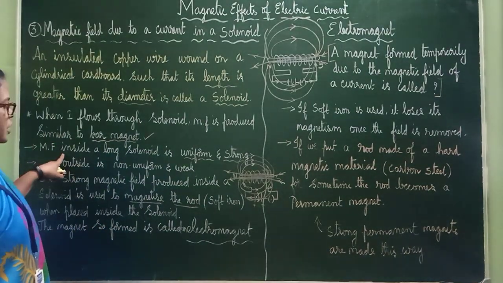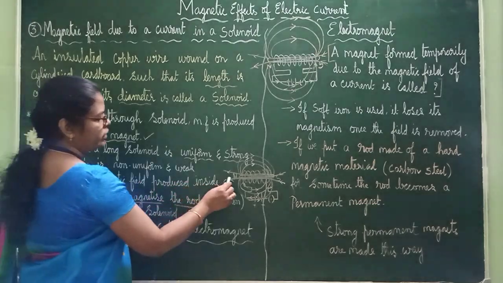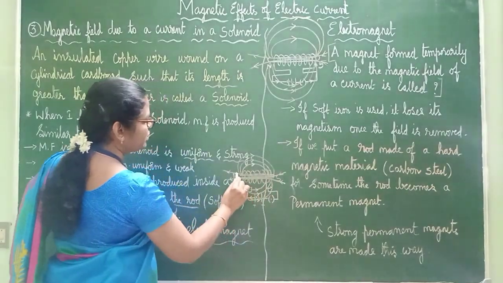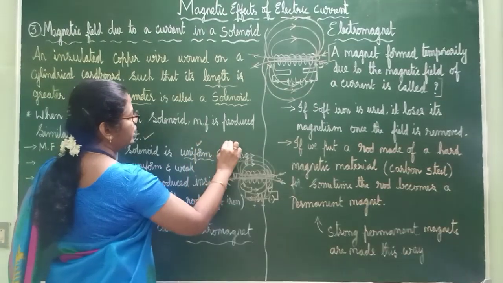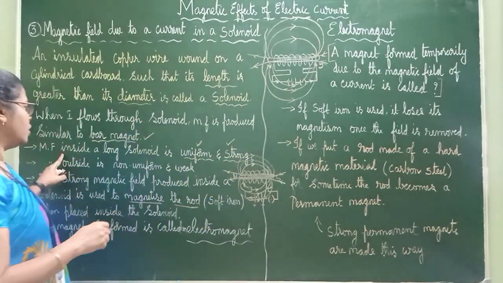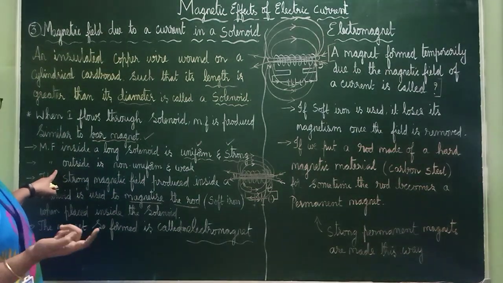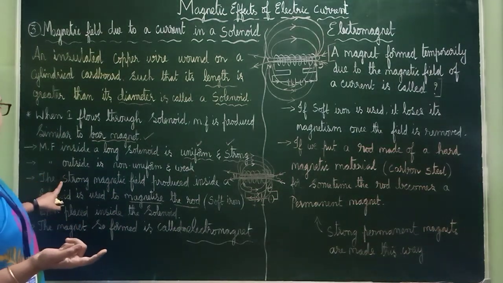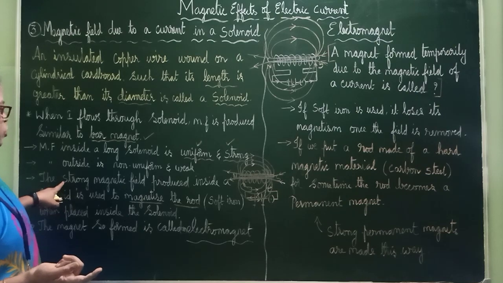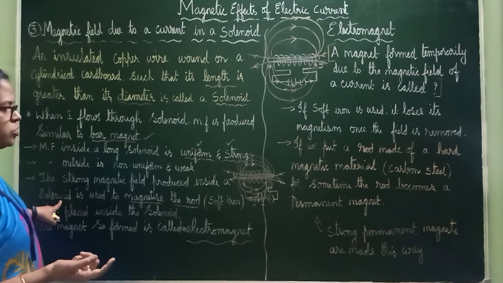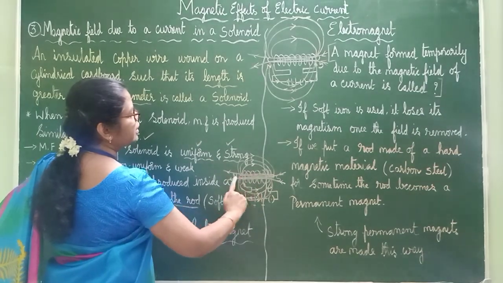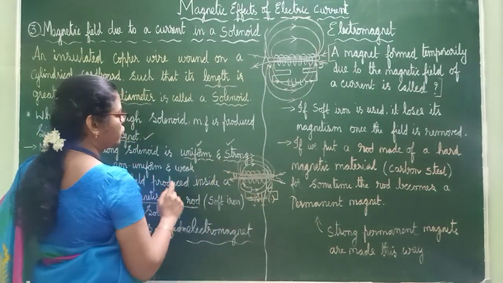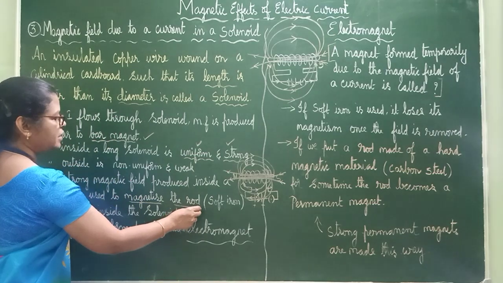Magnetic field inside a long solenoid. This is the long solenoid. Inside, it will be uniform and strong. This is very important. Inside it is uniform and strong. Outside it is non-uniform and weak. The strong magnetic field which is produced inside a solenoid can be used. So the inside field, which is uniform and strong, can be used to magnetize a rod.